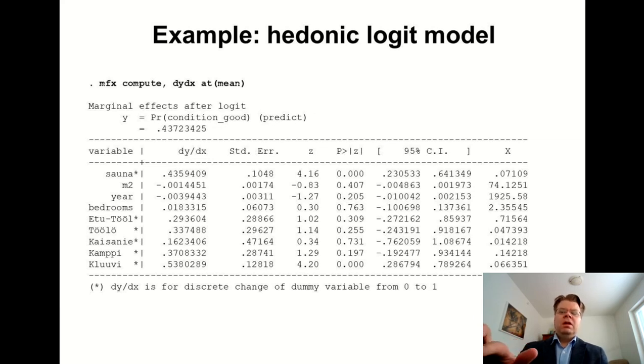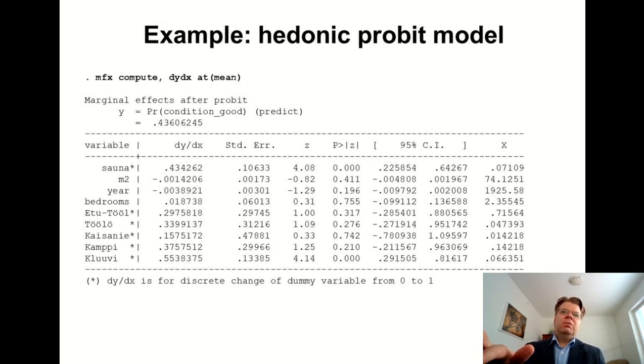So for example, let's look at this impact of sauna. So we have here 0.4359, and in the Probit it is 0.4342. So it is in the fourth decimal place, this difference.